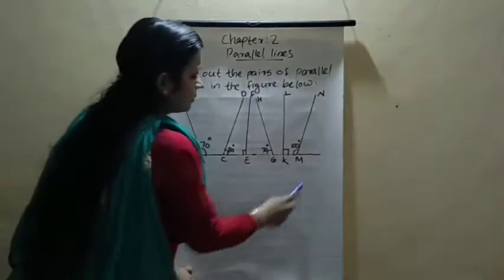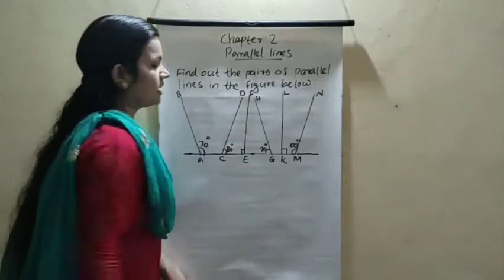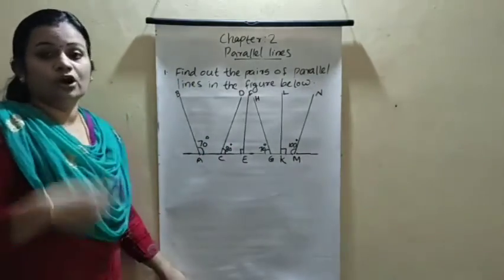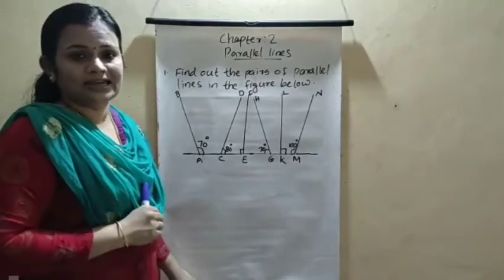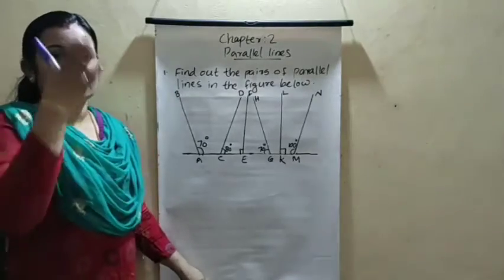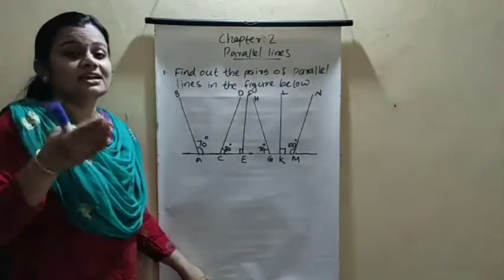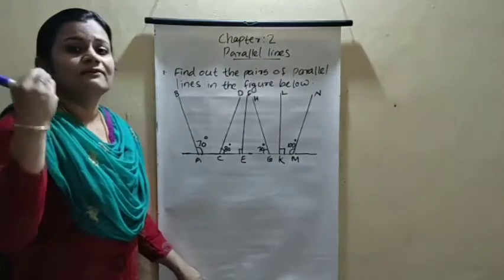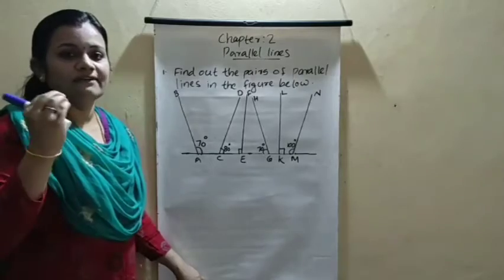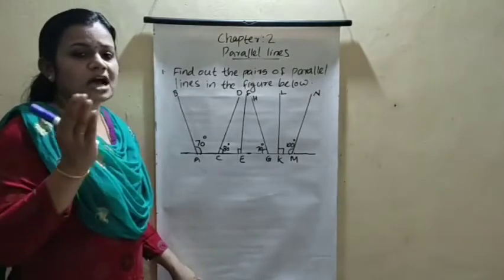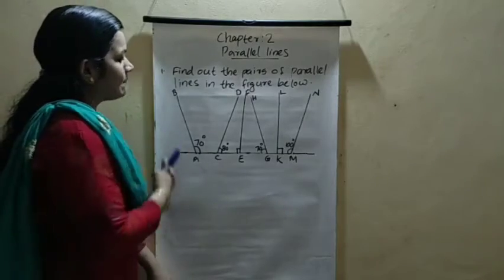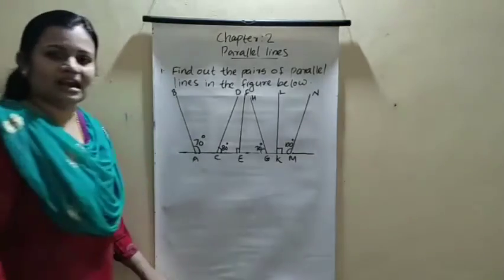One figure is given, with so many lines here. You find out the parallel lines. We already studied what parallel lines are. Parallel lines are the same distance apart, and they never will meet. Never will meet. That is the parallel line. Then you find out the parallel lines. Which are the parallel lines?